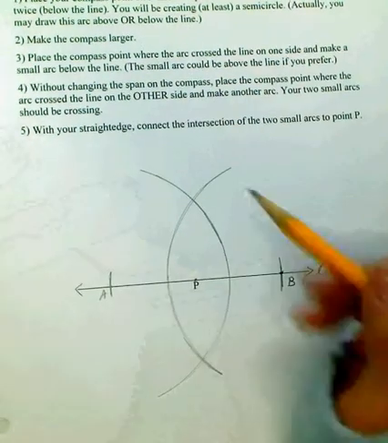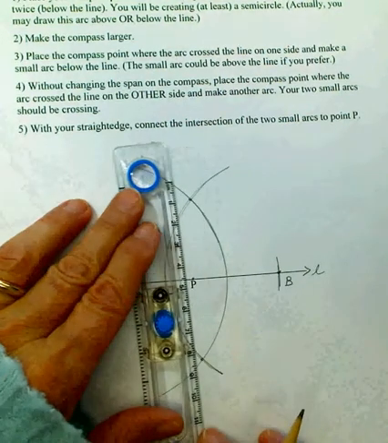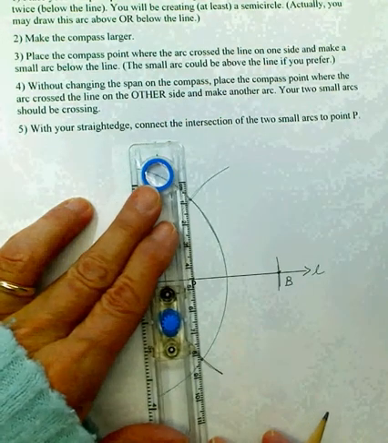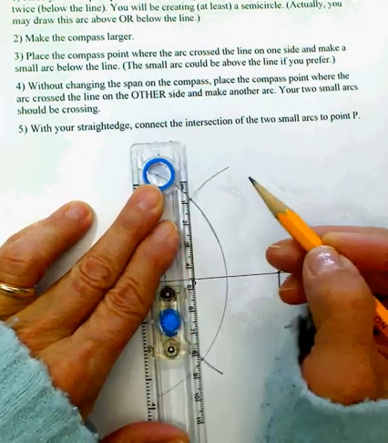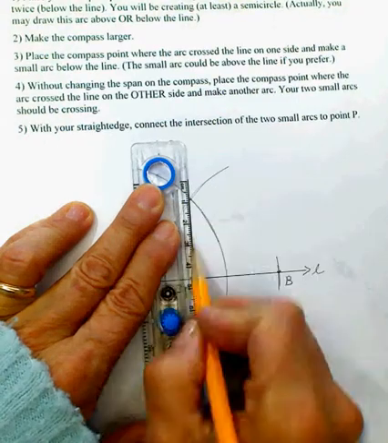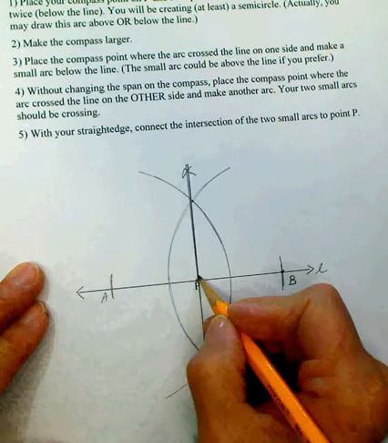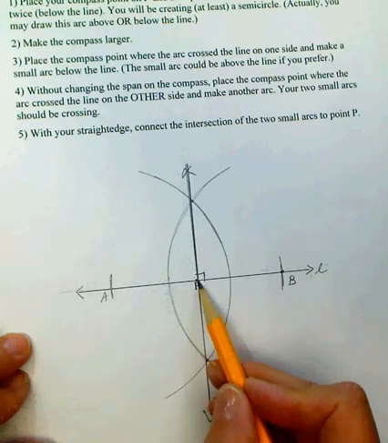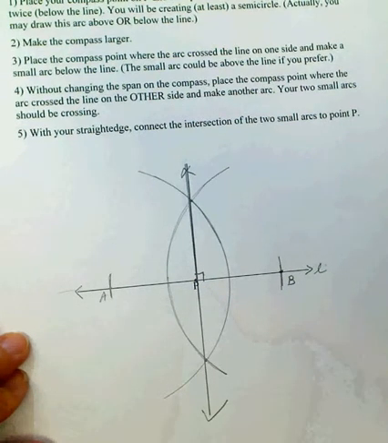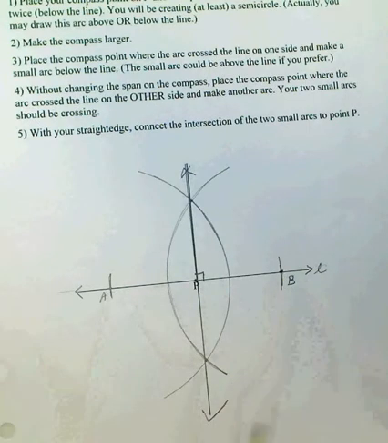And then again, we're going to connect the intersection of those 2 arcs. And you'll see it goes right through point P, and it is going to be perpendicular to line L at point P. That's what's happening here. It's also bisecting the segment AB, but we're not even really concerned about that.